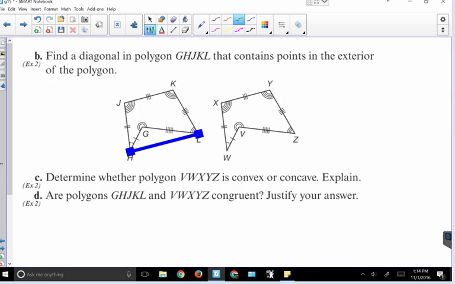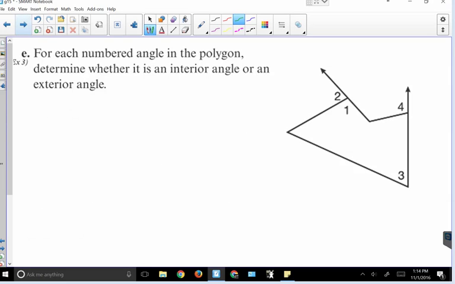Say what? Are they congruent? Why? Everything, corresponding parts are all the same, correct? Okay, so. Okay, give you a minute to think about that one.